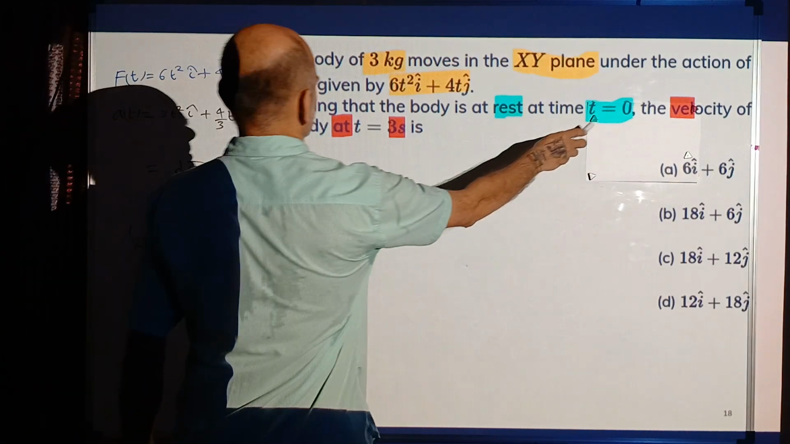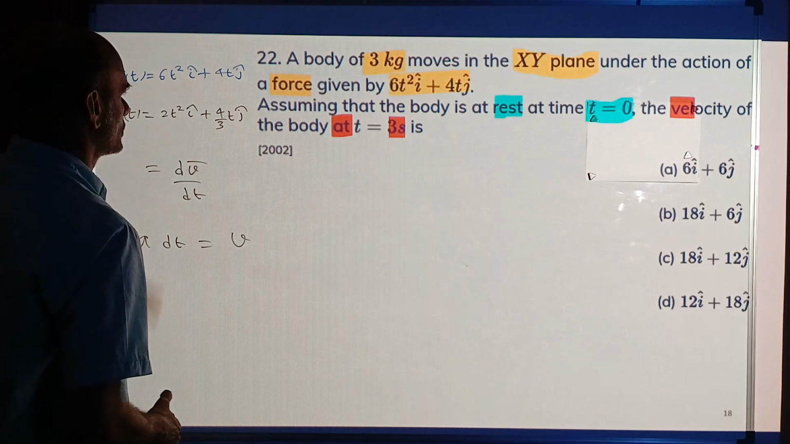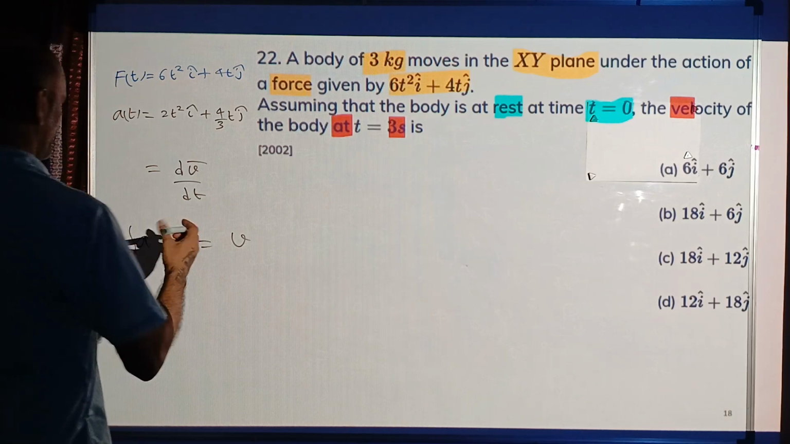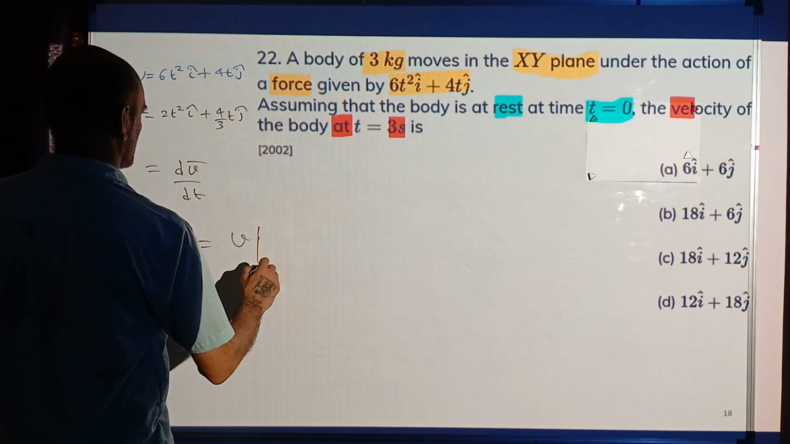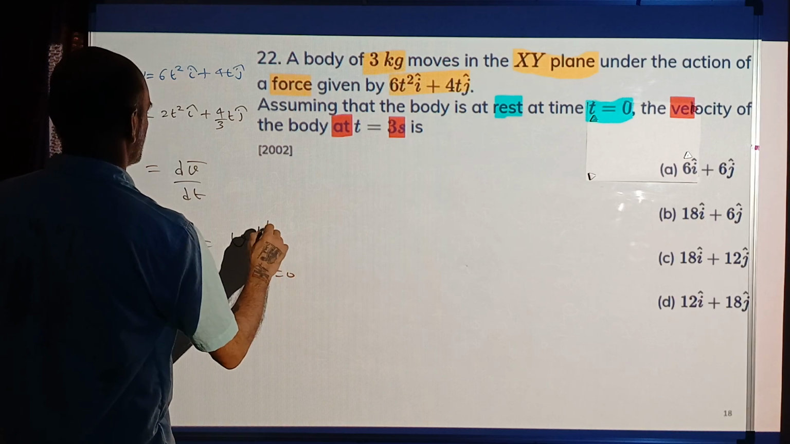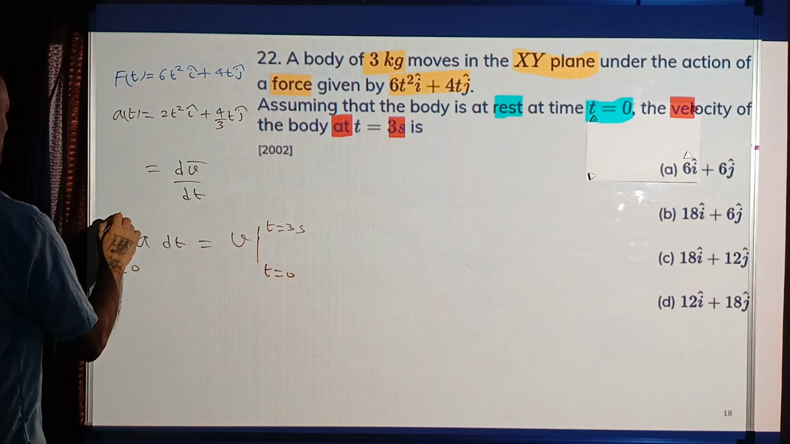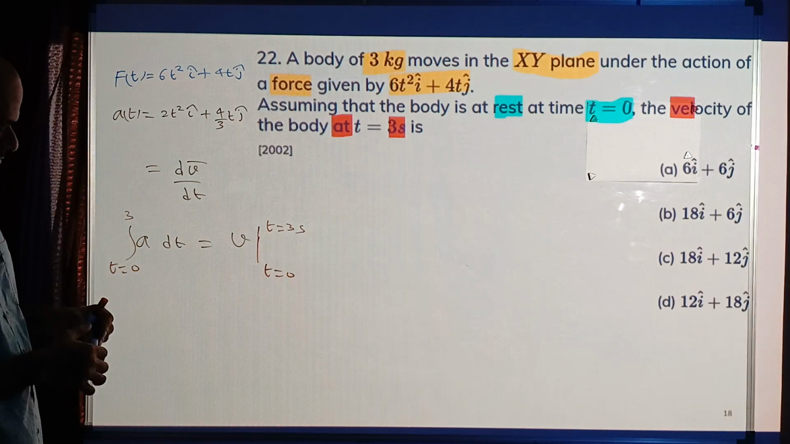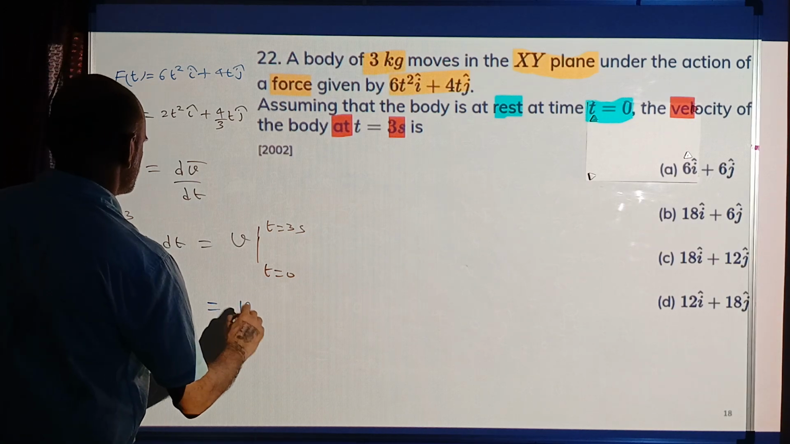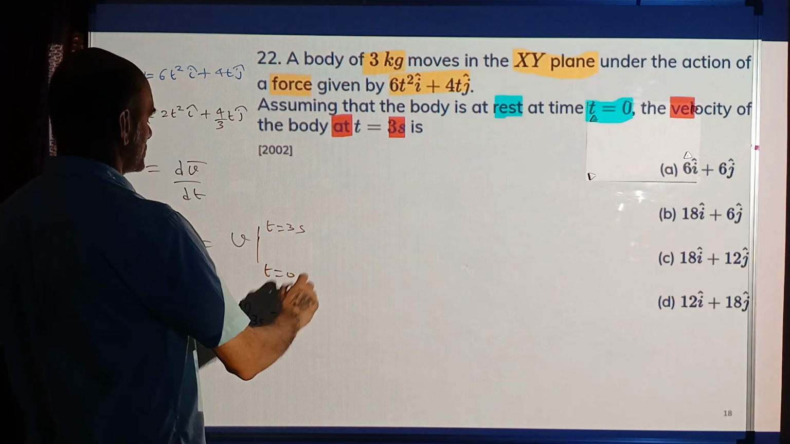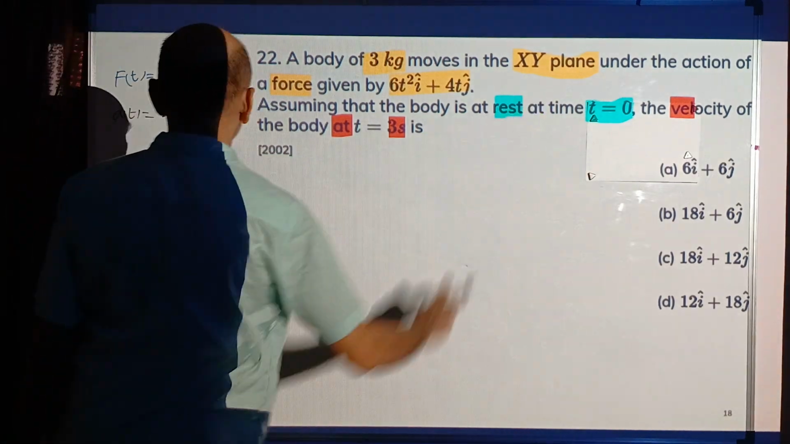So there are two times here. One is t equal to 0, one is t equal to 3 seconds, and at t equal to 0, velocity is 0. So you have to integrate between the time limits 0 seconds and t equal to 3 seconds. This is nothing but velocity at 3 seconds minus velocity at 0 seconds, which is 0, since it is at rest at t equal to 0.